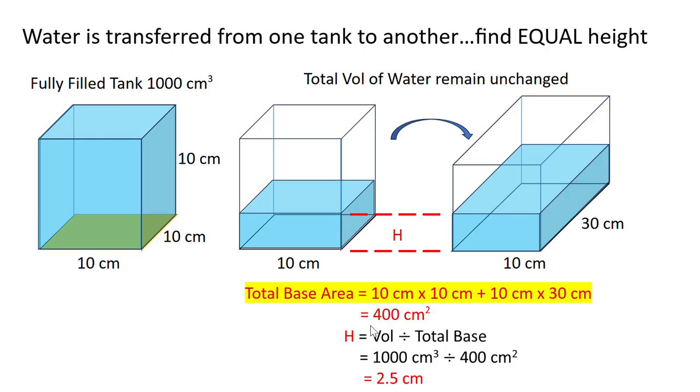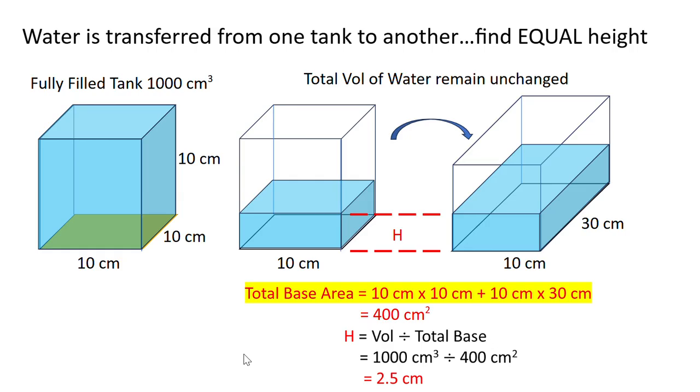Now all you need to do is take the volume divided by the total base. So you take 1000 divided by the total base, which gives 2.5. So the trick to solve this type of question where you want equal height is this. Step 1, find the total volume of water. Step 2, find the base of each container and add the base areas together. Then the volume divided by the total base will give you the common height.